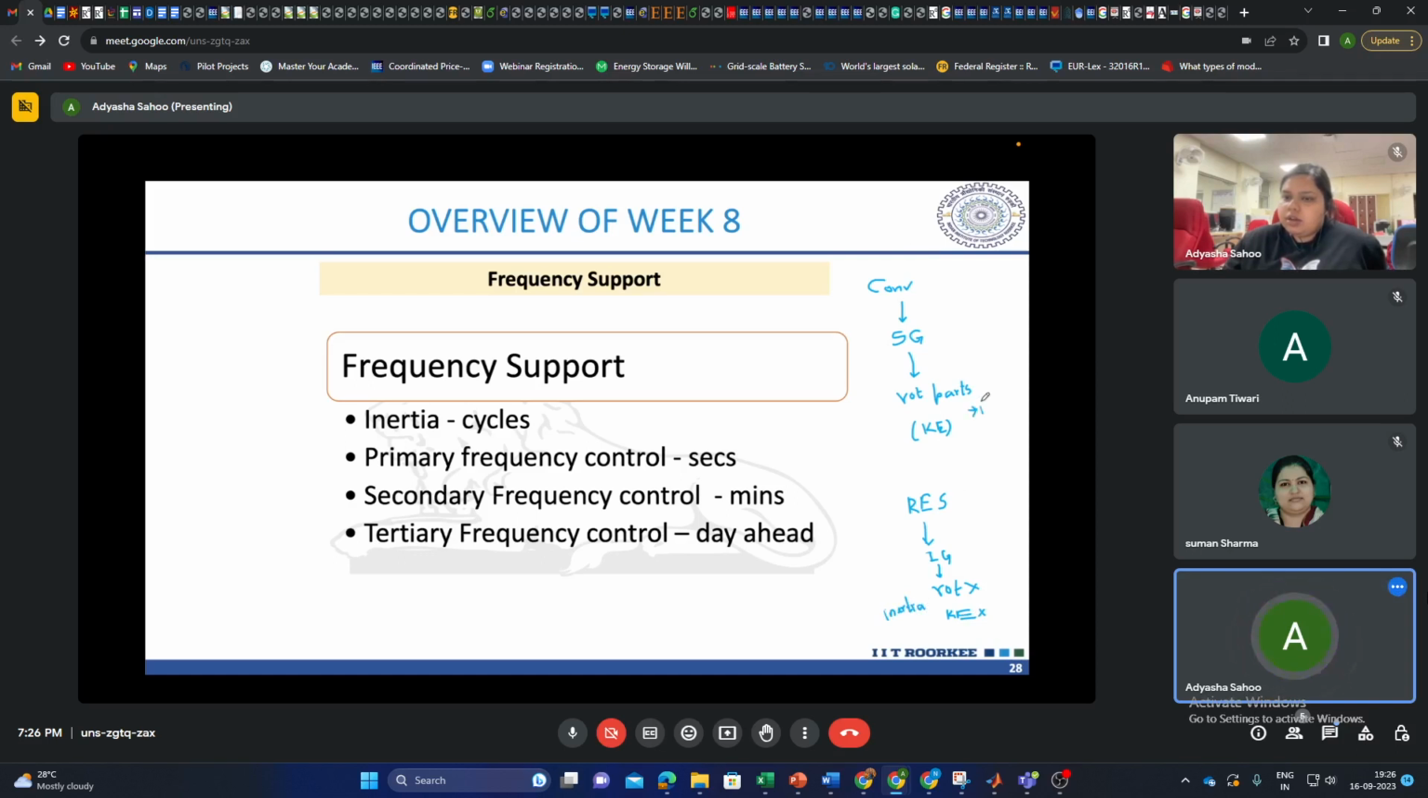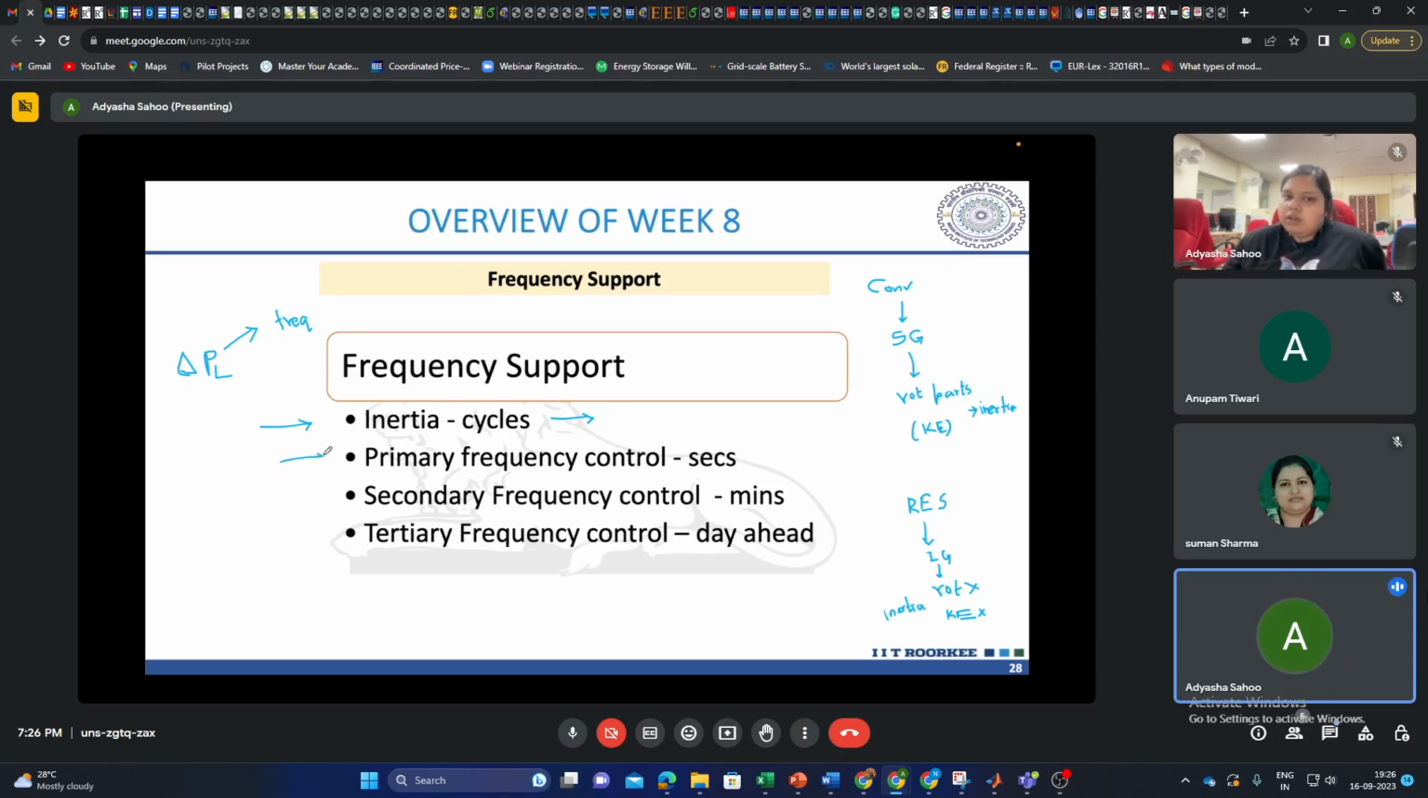There it had inertia. So in case there is some delta P load change or any delta P, if there is a mismatch, our frequency is going to be affected. So what type of control actions do we take? In the first level, within cycles of this change in load, the inertia will act. Basically, the stored kinetic energy will be utilized.